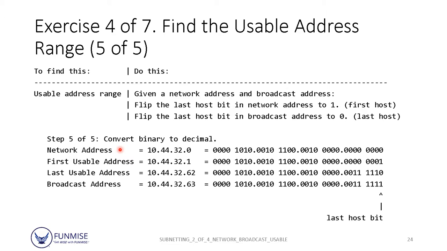Given this network address and this broadcast address, the first usable address should be this, and the last usable address should be this. I know you're thinking, hey, couldn't we have just subtracted from the decimal and added to the decimal? Well, knowing this binary piece always comes in handy, trust me.